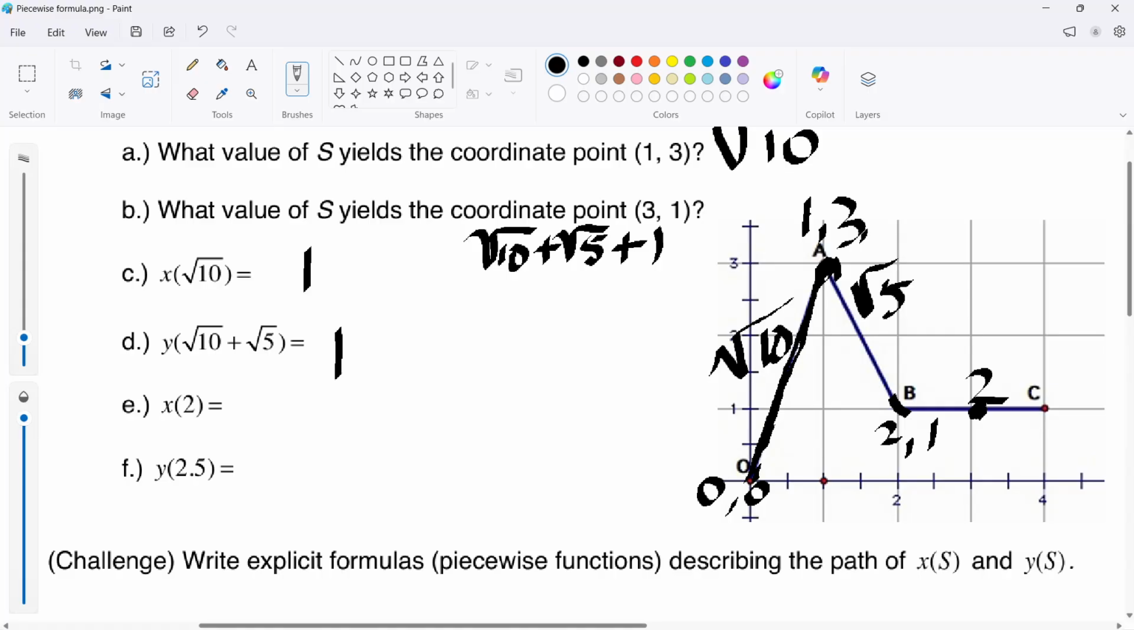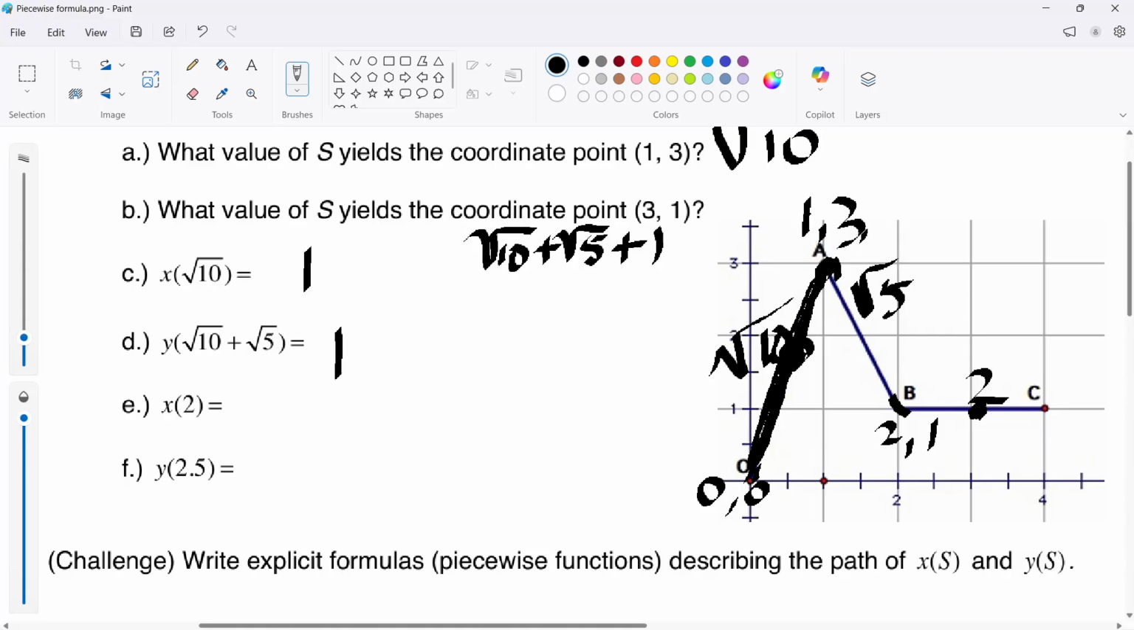Well, 2 is somewhere in here because square root of 10 is 3 point something. So this distance is more than 3. 2 is somewhere in there, maybe there, who knows. Excuse me. Well, wait a minute. Yeah, about 2/3 of the way, maybe a little bit less. So it's somewhere in there.